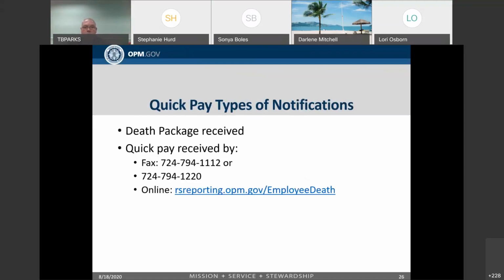Now, we do have quick pay types of notifications. You can complete that quick pay and you can fax it to OPM. We do have two fax numbers there, the 1112 or the 1220 numbers. Or you can use the internet and you can complete it online and send it to OPM through that website.